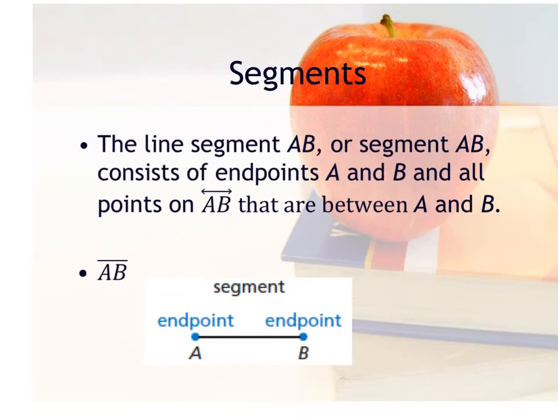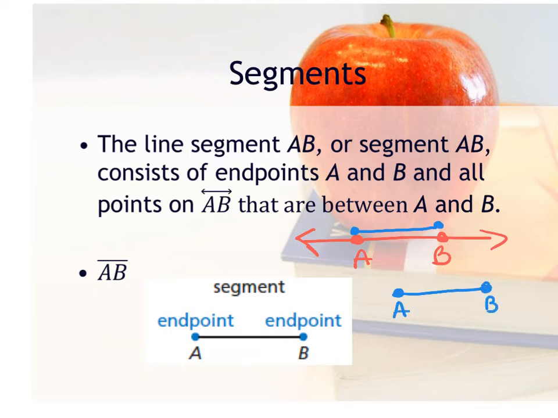So for example, if you have a line and you have 2 points, and let's say I say A and B, when you have a line segment, what you're doing is you're taking away the arrows, and it stops. If I had another point in between here, you could say that C is on that segment. So A and B are called endpoints. So a segment stops.